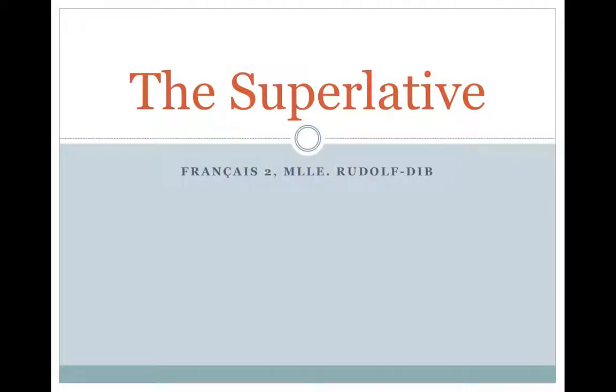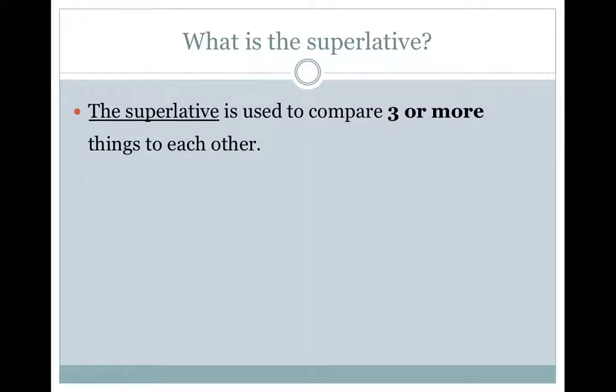Bonjour. So now that we've learned the comparative, we're going to learn one more way to compare things to each other, and that is called the superlative. The key difference, the superlative is used to compare three or more things to each other. So you can think of the word super at the beginning, that shows that it's even bigger than the comparative. This is where you're saying how one thing compares to every other thing like it in the world, three or more.